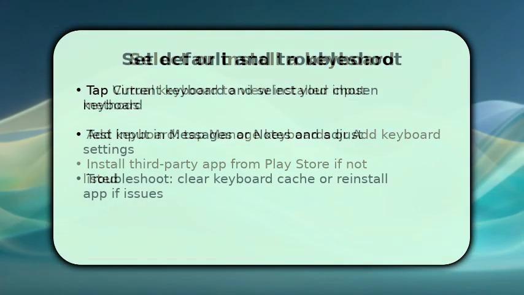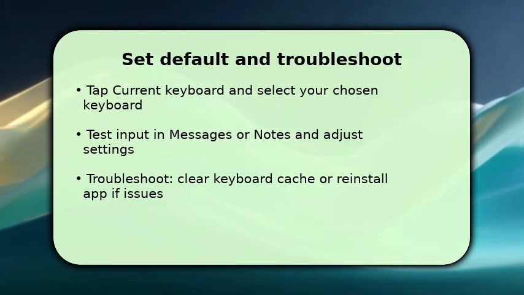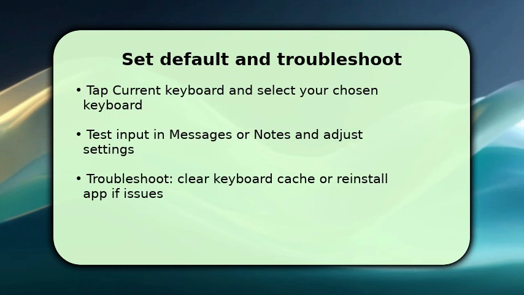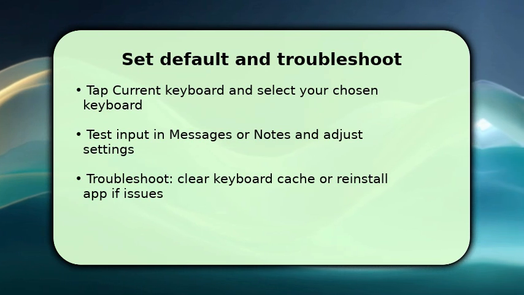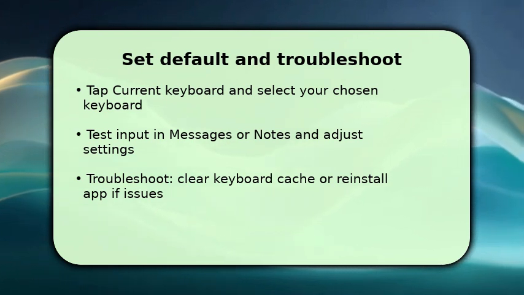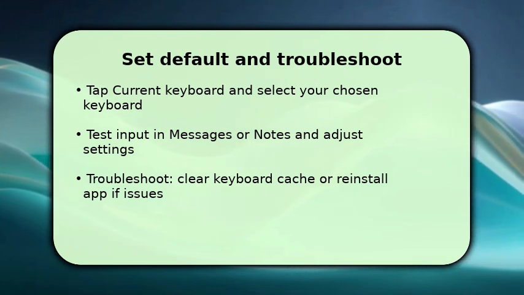You now set the default by tapping Current Keyboard or Default Keyboard and selecting the keyboard you enabled. This makes it active across apps. Once done, open Notes or Messages and type to test language, layout, and autocorrect behavior. Then adjust keyboard settings for themes, gesture typing, or privacy.